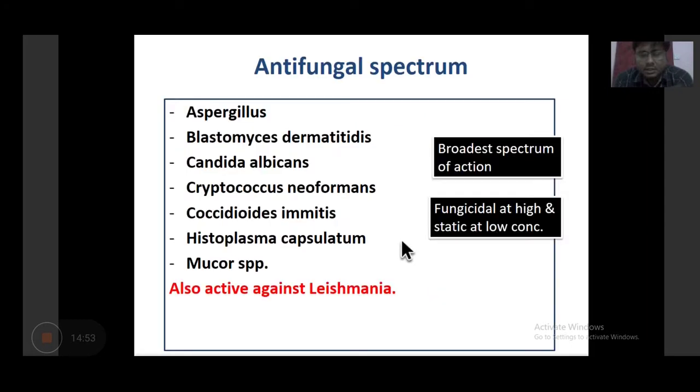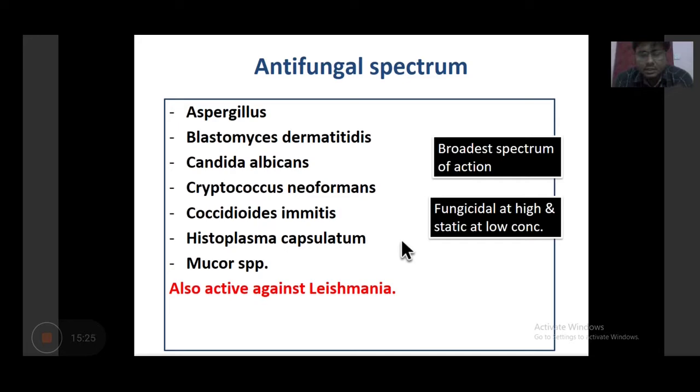Here you can see the antifungal spectrum of amphotericin, and actually it is a broad spectrum, or you can say the broadest spectrum antifungal drug. It covers almost all the species of fungus, and it is fungicidal at high concentration and static at low concentration. So when you need to see its cidal action, you need to give it in high concentration by parenteral route.